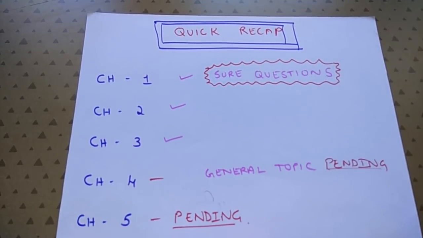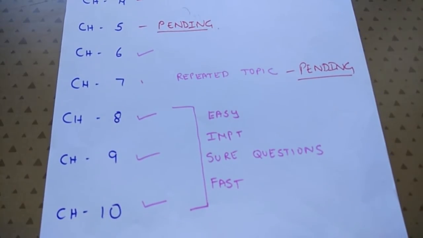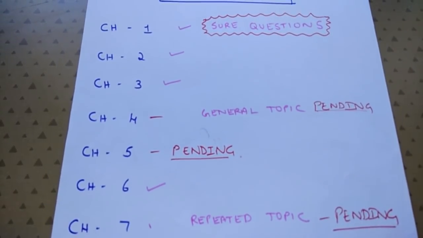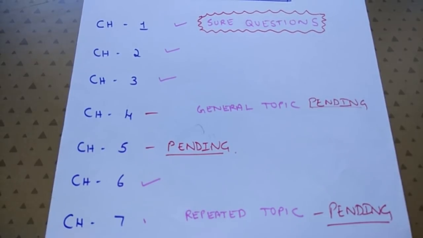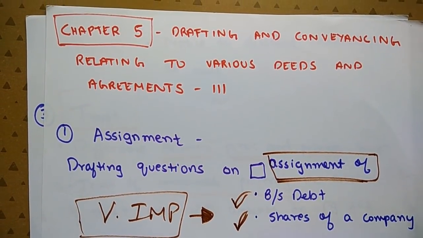And chapter 6 and chapter 8 to 10 are all short and easy chapters and also can be completed quickly. Now you will be left with just 3 more chapters, that is chapter 4, 5 and 7. Out of which chapter 7, which deals with drafting under Companies Act, you would have already studied everything in module 1. Now coming to chapter 5.